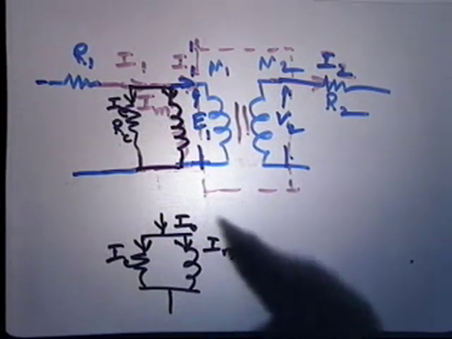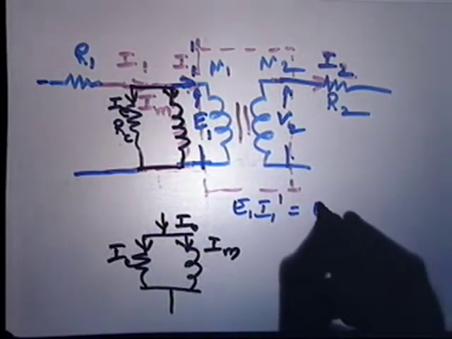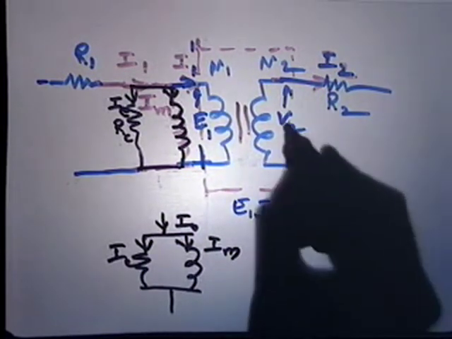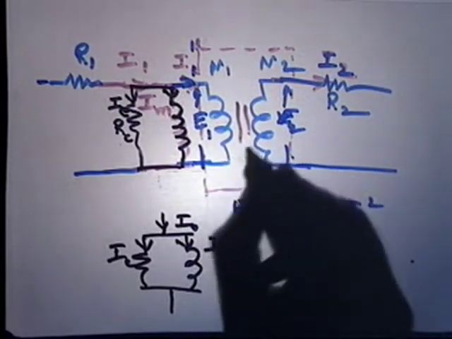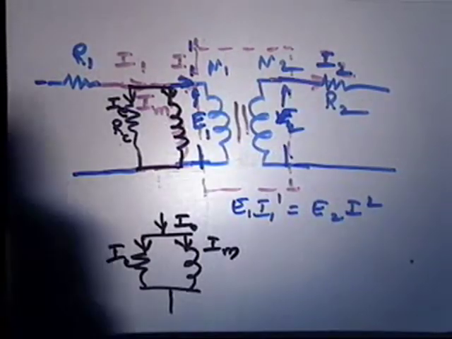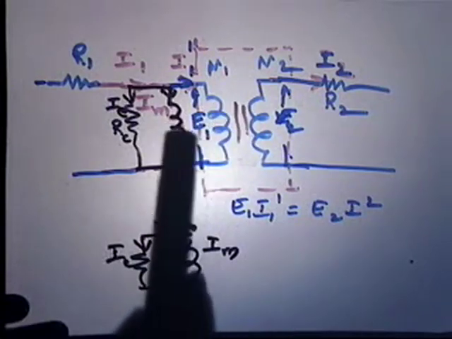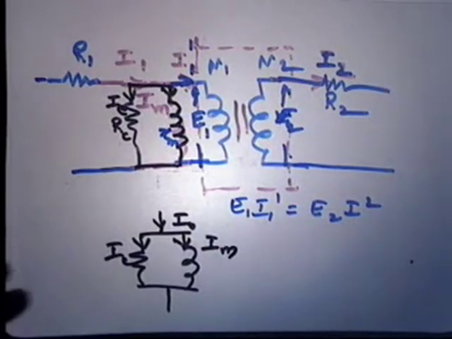Yeah, E1 I1 dash equal to E2 I2. Now you will not have V2 here. I think now this will become E2 here, because E1, E2 are ideal. This is an ideal transformer. Now we are going to make it more realistic to take into account these things. So we have seen, we have added all this RC, then XM, and so on. Now the last point is about leakage fluxes.